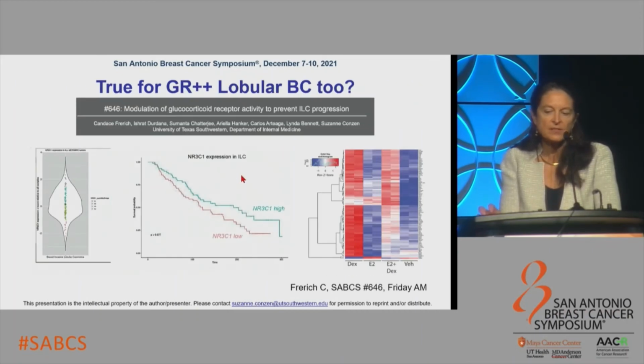And just one last plug for GR. Those of you who will be here on Friday morning, we believe that GR is important in lobular breast cancer as well, but the story is slightly different. In lobular breast cancer, you'll hear from poster 646 on Friday morning by our postdoc Candice Frerick that modulation of glucocorticoid receptor activity has different gene expression profiles compared to infiltrating ductal carcinoma that is non-lobular.